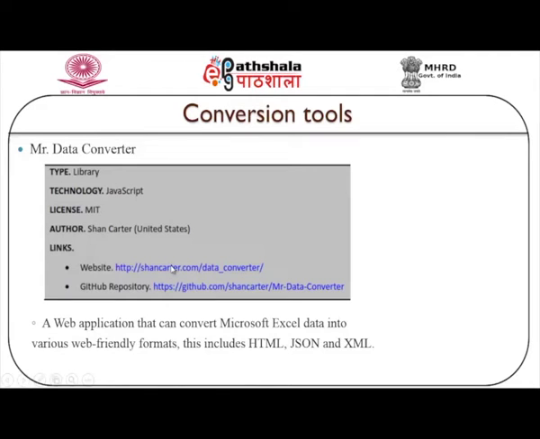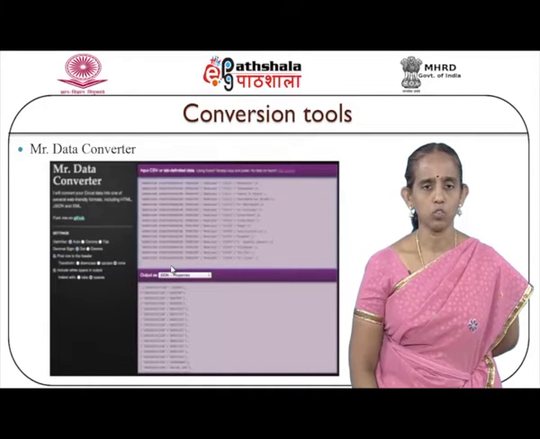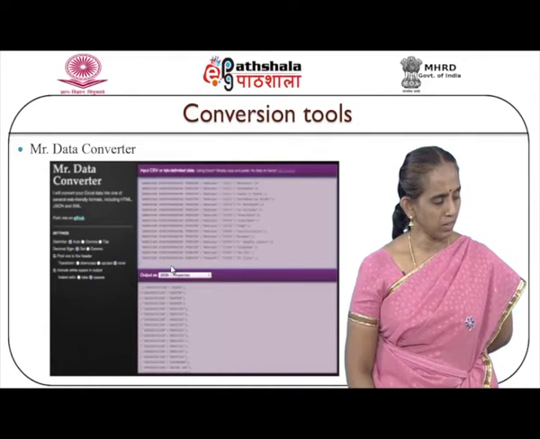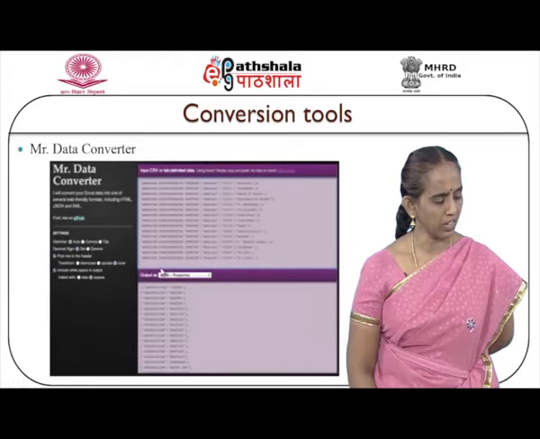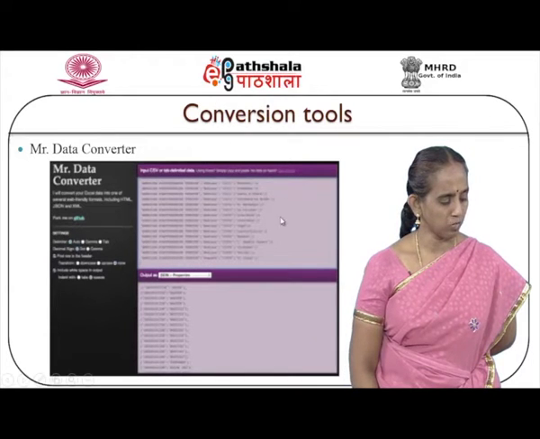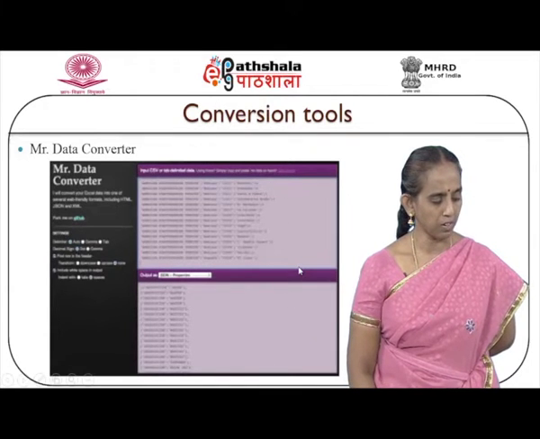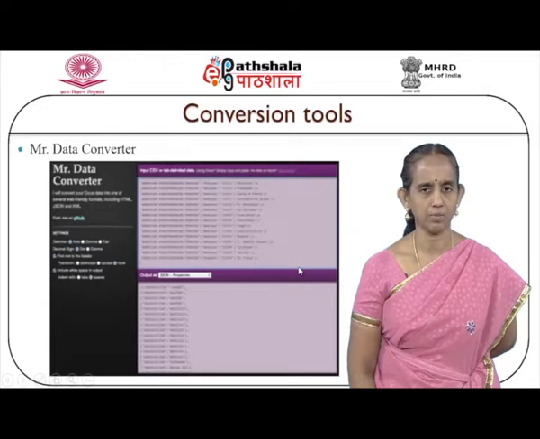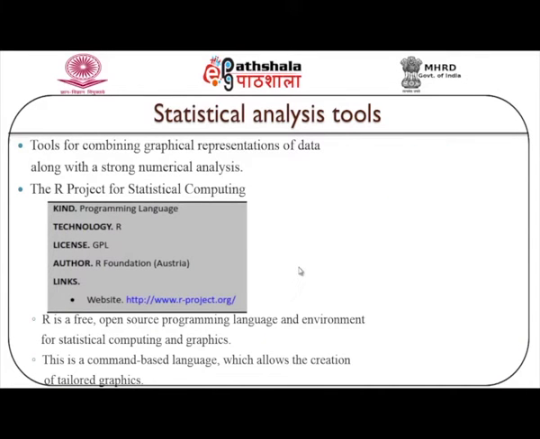Next, the types of tools are the conversion tools, that is a data converter, a web application that can convert Microsoft Excel data into various web-friendly formats that include HTML, JSON, and XML. So, this is one kind of data conversion screen wherein the data has been converted into different formats using Mr. Data Converter. The next type of tools are the statistical analysis tools.